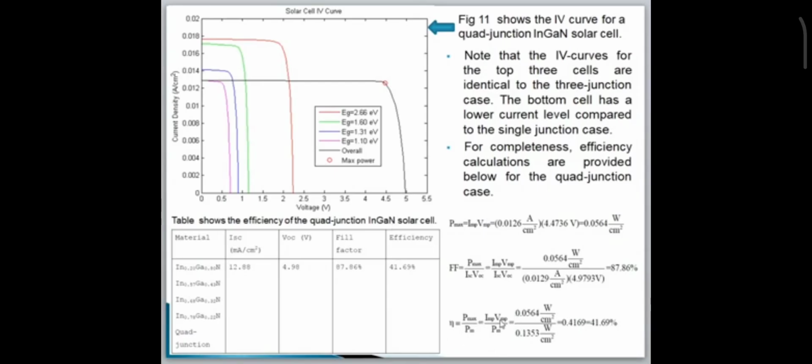The maximum power, 0.0564 watt per centimeter square, divided by the input power, gives you the efficiency easily. The efficiency of the quad junction solar cell is increased up to 41.69%.